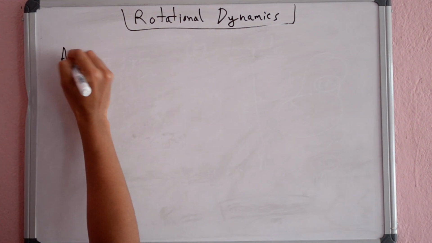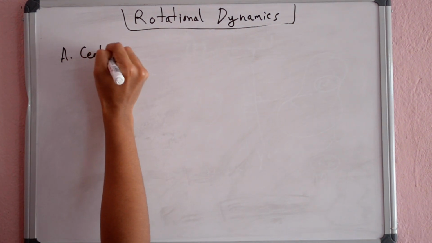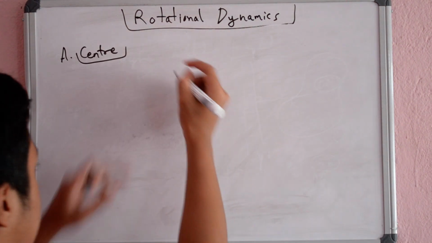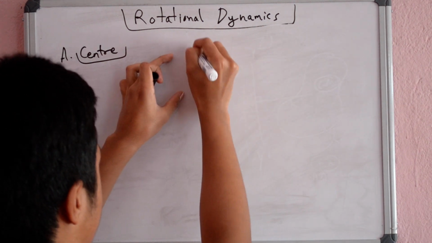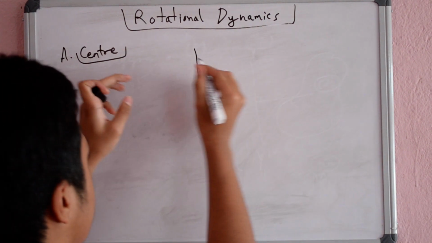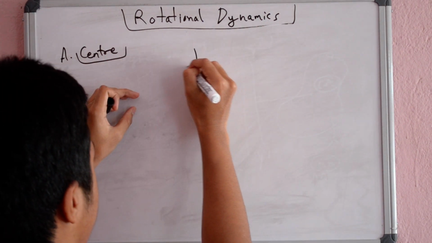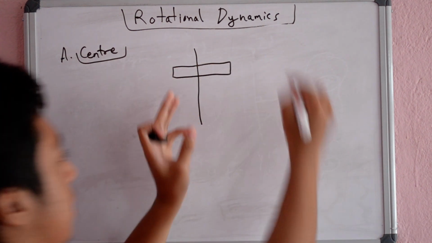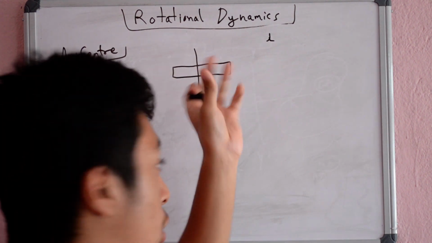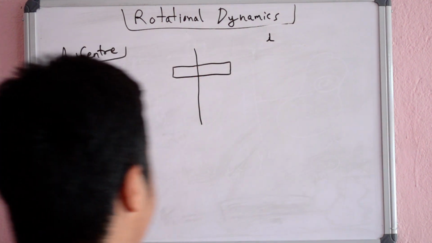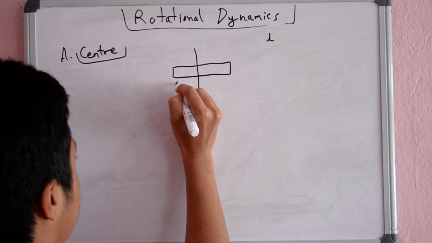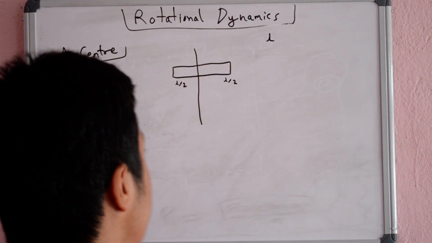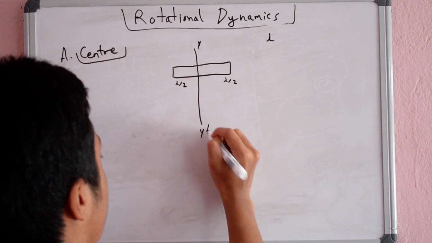So for the first one, let's talk about when the axis of rotation is the center of the body. Now, let's say we have this axis of rotation. Let L be the length of the rod, a thin rod. So that means this part is half of the length. This is also half of the length. This is rotation y dash.